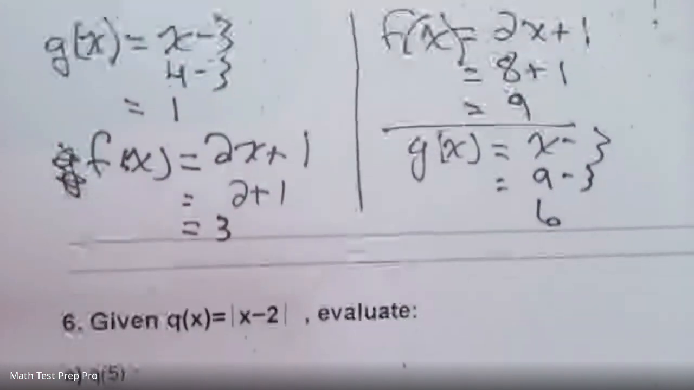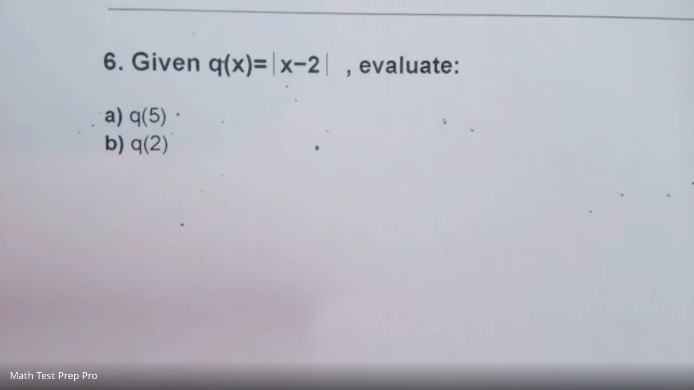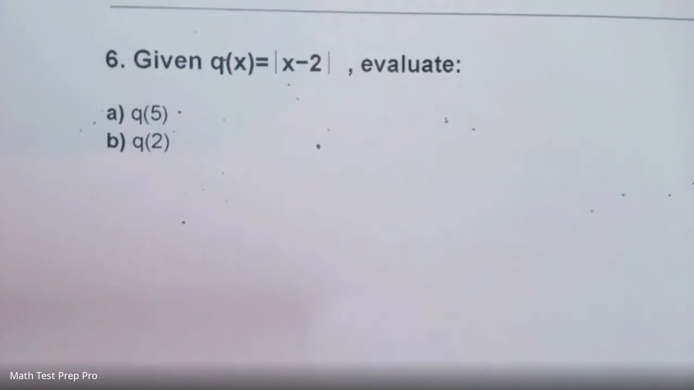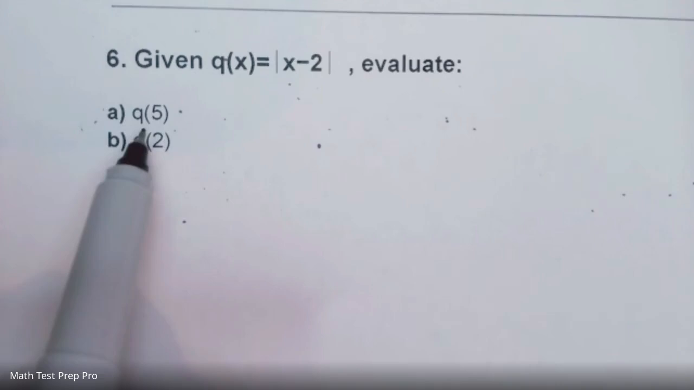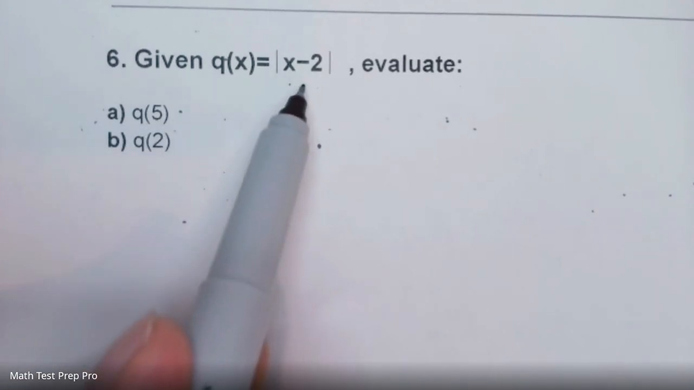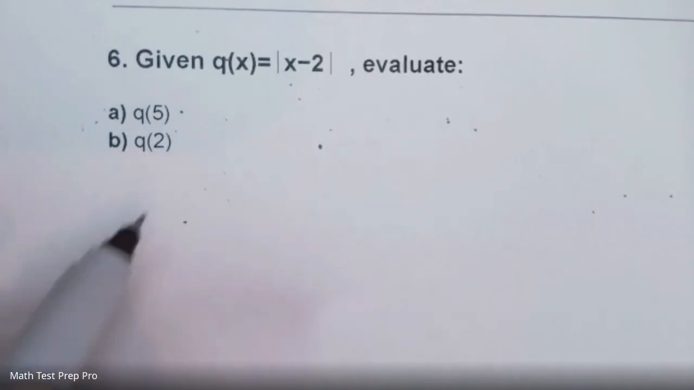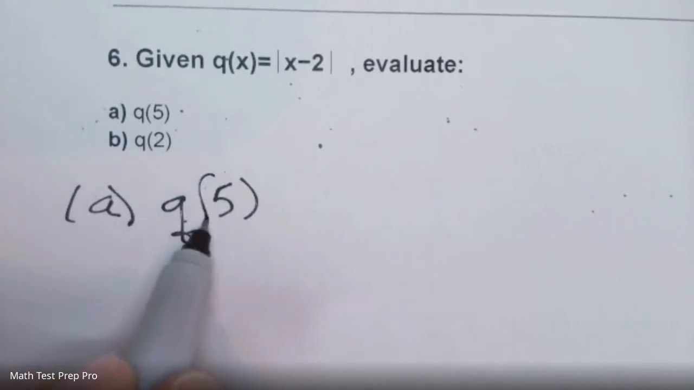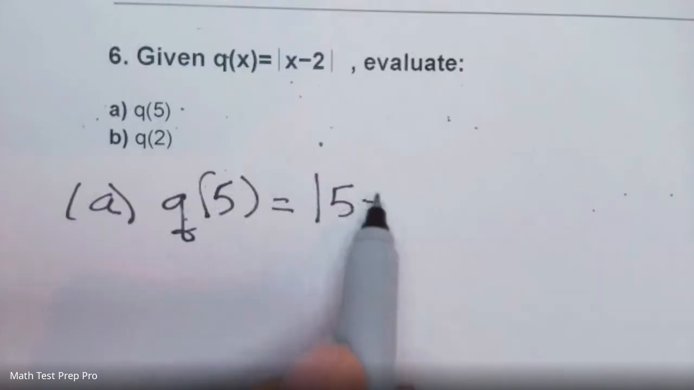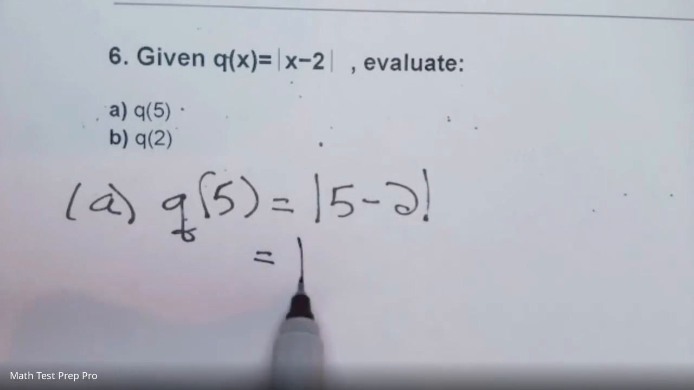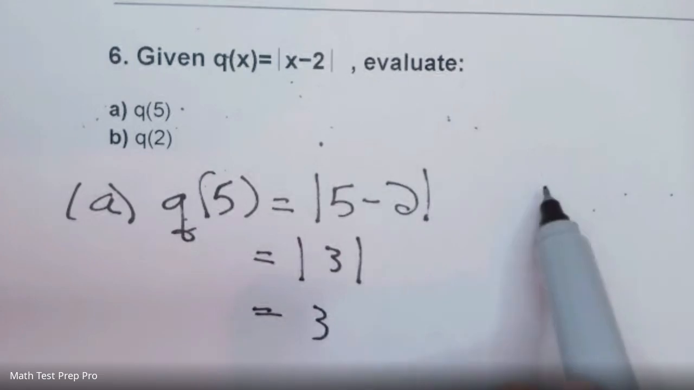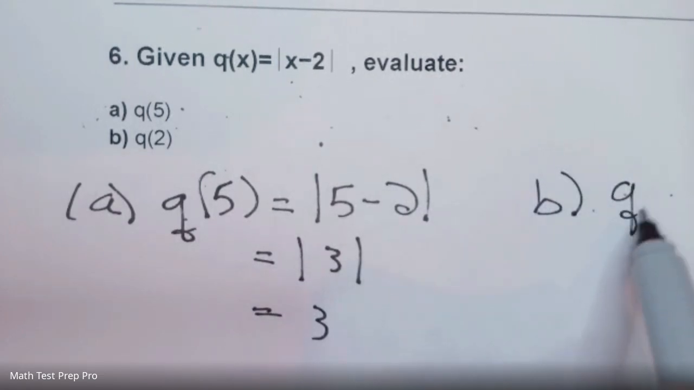And the last one, I wanted to just kind of throw something a little bit different in there. Now, given the function q of x equals the absolute value of x minus 2, we want you to evaluate q of 5 and q of 2. So looking at the notation, we're going to plug in 5 for x over here, and then we're going to plug in 2 for x and get the answers. So for A, q of 5 equals 5 minus 2, absolute value of 3. So absolute value of anything is going to be the positive of that number, so it's 3.